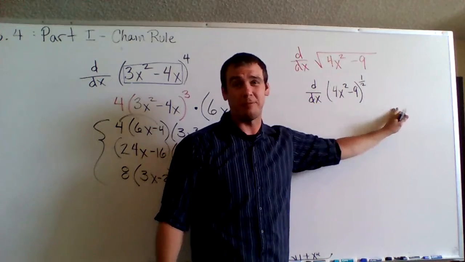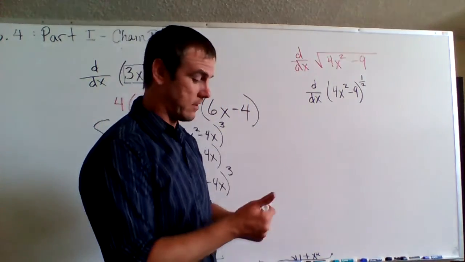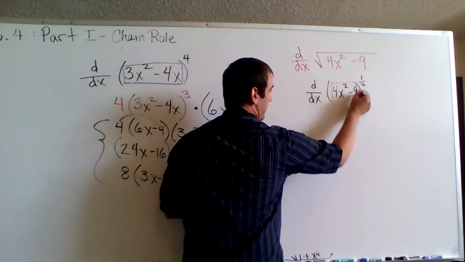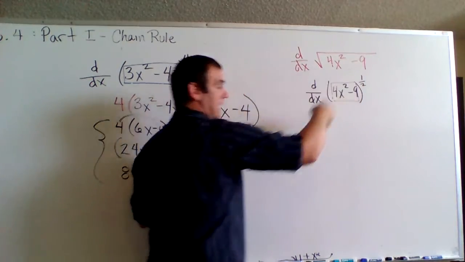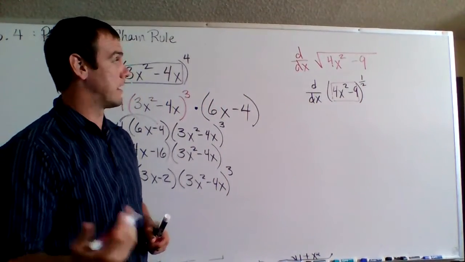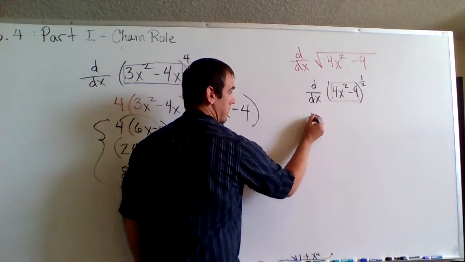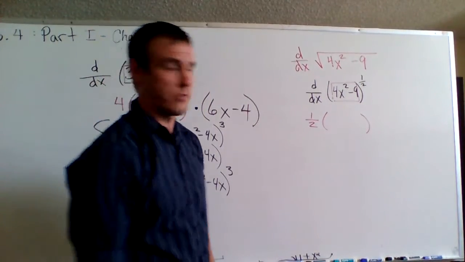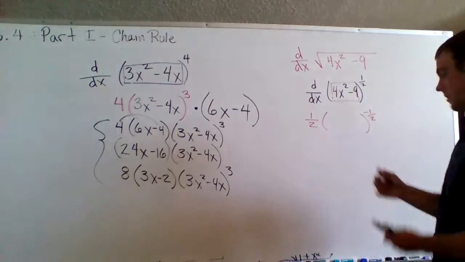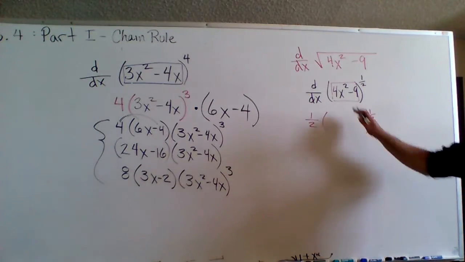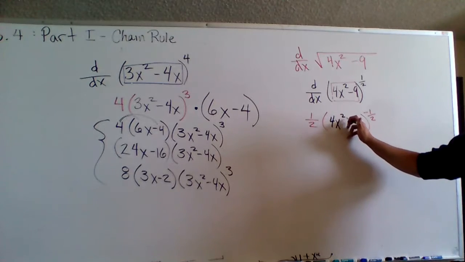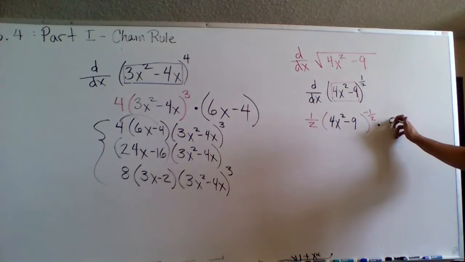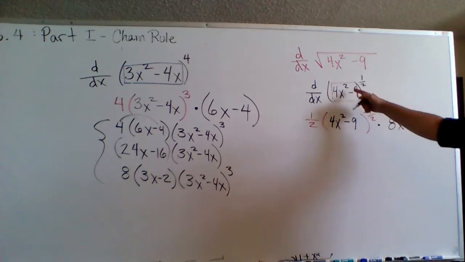Now I'm going to do the calculus step. I'm going to take the derivative with respect to x. So when I do that, you need to see that this is the inside part of your function. Something to the 1/2, that's my outside part. So I bring my exponent out front, and I subtract 1 from my exponent, so 1/2 minus 1 is going to be negative 1/2. Keeping in mind that the inside is going to stay the same. But then we have to multiply by the derivative of the inside, which would be 8x.